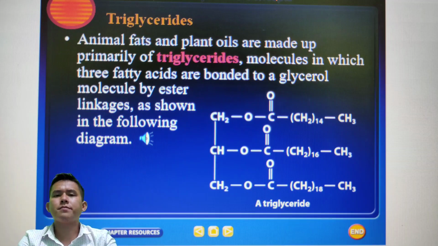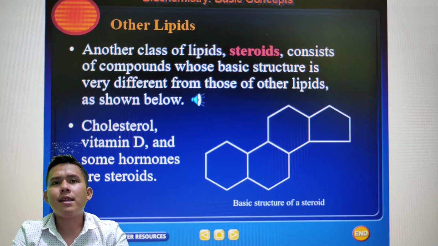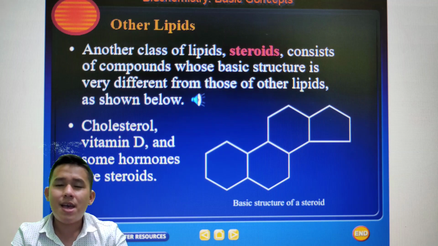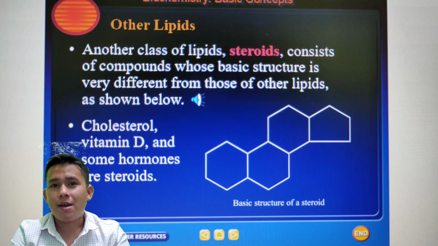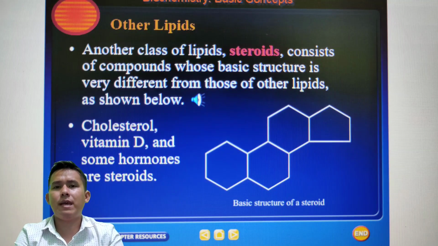Then we have also other lipids. Another class of lipids is the steroids, which consist of compounds whose basic structure is very different from those of other lipids. Cholesterol, vitamin D, and some hormones are steroids. This is the basic structure of a steroid.